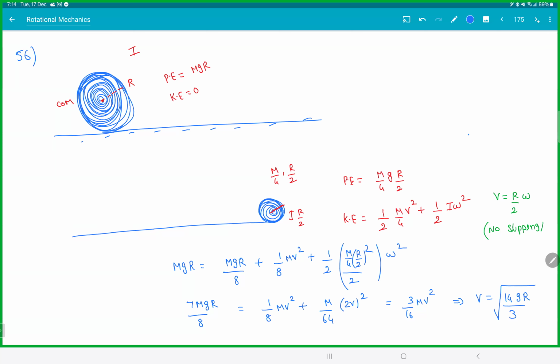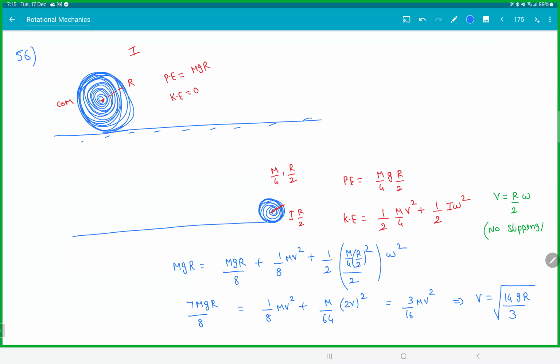Got the working area? So basically, a cylinder of m and r becomes a cylinder of m by 4 and r by 2. That's the whole catch. What is the potential energy of a system? Aryaman, if you take a body and I give you a rod and ask you to find the potential energy, how do you calculate? mg into center of mass. So for a solid cylinder, where is the center of mass? Center of mass. Got it.